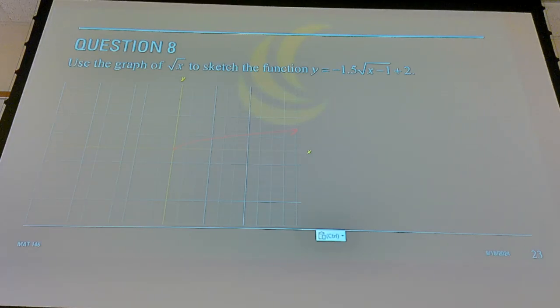So how are we going to get this? I know they got the plus 2 on the outside. Well, there's one transformation: reflection of the x. There's two transformations: it stretches. By what factor? 3/2. That's three transformations, and it moves to the right on the x-axis by 1. And there's your fourth.